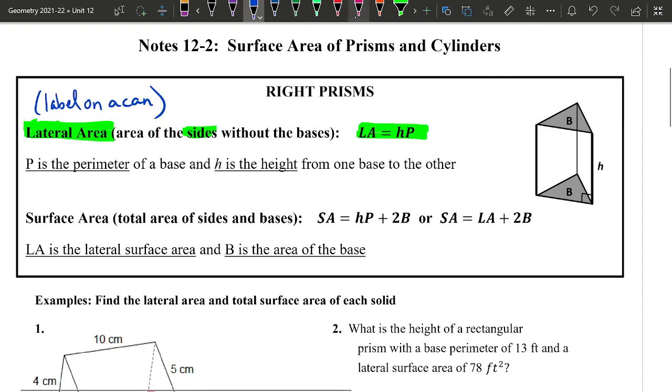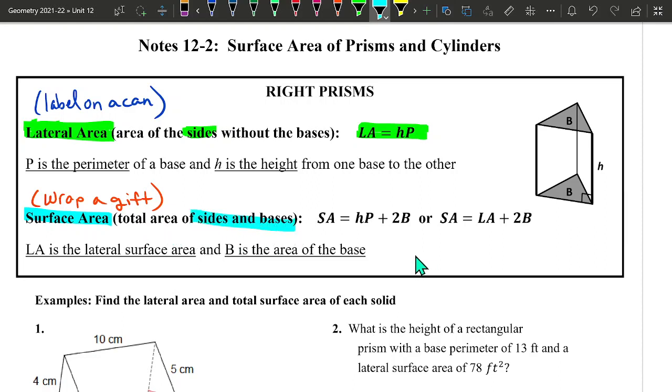Whereas the total surface area is going to be like wrapping a present or a gift. If you wrap a gift, then you're going to cover all sides: the top, the bottom, and the sides. So surface area is covering everything. I like to say total surface area, but it's just surface area. And it's sides and bases. So you would take the lateral area and add the area of the two bases.